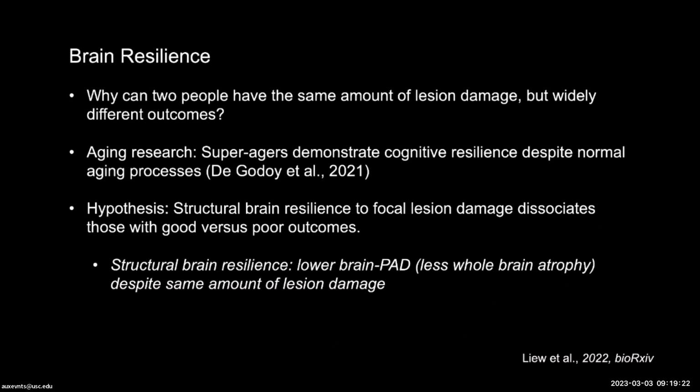So the hypothesis we asked is, can structural brain resilience to focal damage dissociate people with good versus poor outcomes? This is slightly different from the cognitive definition in that when you have a brain insult like a lesion, some people show better resilience, some people show worse resilience. I think that can be quantified, or that may be in part what BrainPad quantifies. So I define structural brain resilience as lower BrainPad, or less whole brain atrophy, despite the same amount of lesion damage.